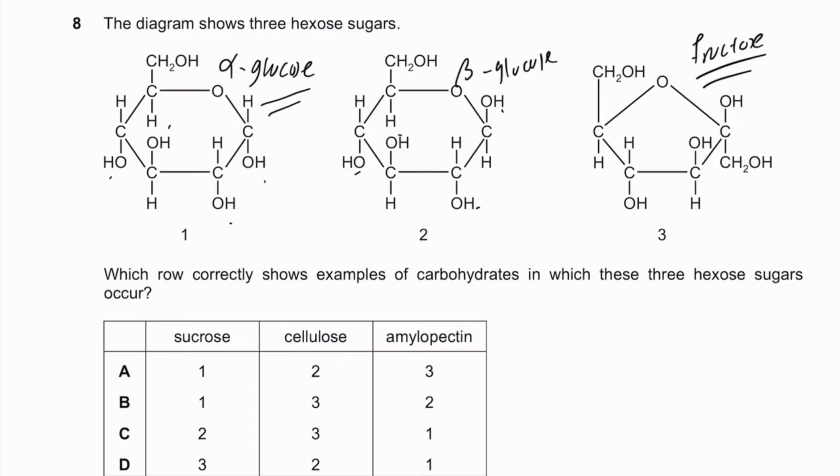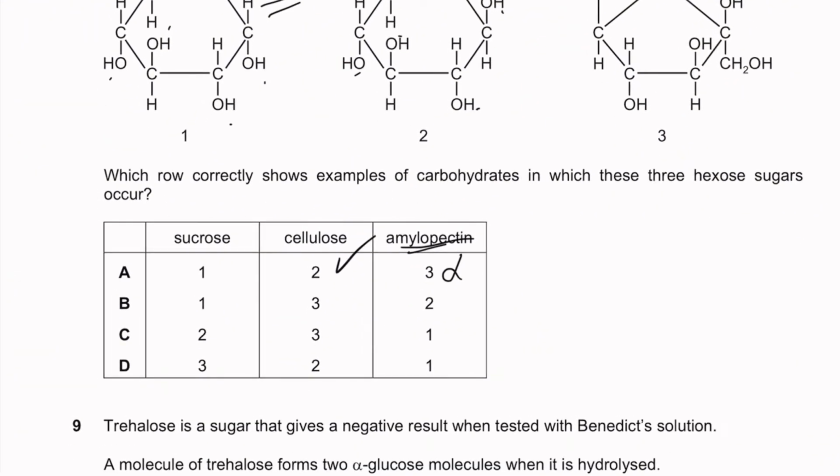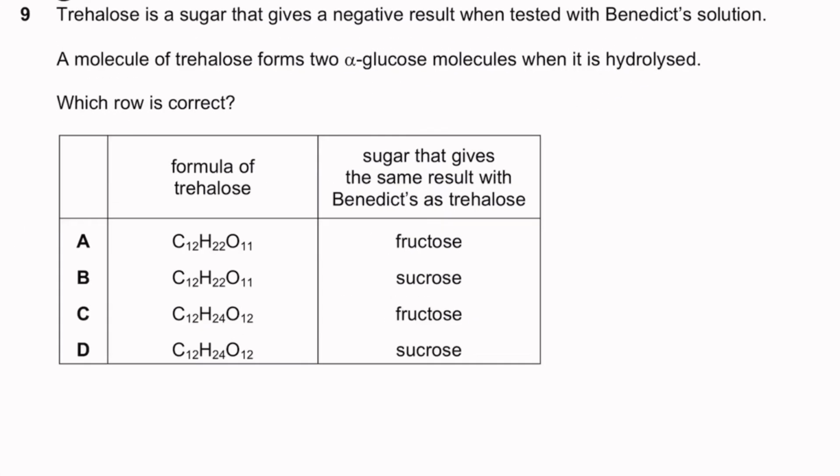So I would say cellulose is definitely 2, and then 1 could be true, but 3 is wrong. Amylopectin does not have fructose. Amylopectin has alpha glucose. So amylopectin will be 1, 2, and 3, D.